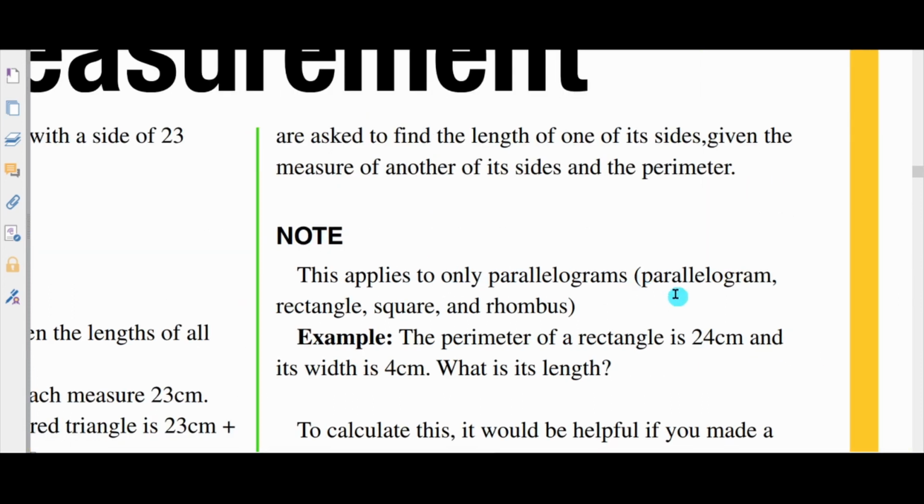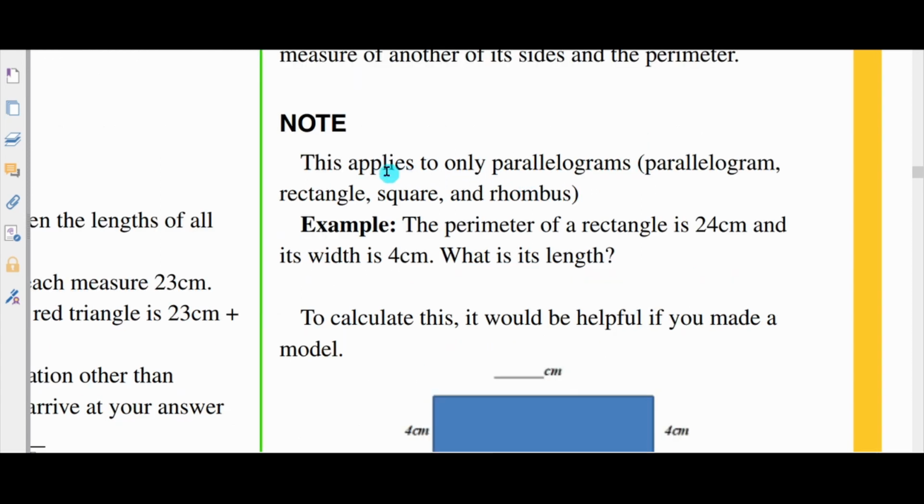Now let's examine if the shape is a rectangle and you are asked to find the length of one of its sides given the measure of another of its sides and the perimeter. Note, this applies only to parallelograms, for example, rectangles, squares, and a rhombus. Here's the example. The perimeter of a rectangle is 24 centimeters and its width is 4 centimeters. What is its length? Now remember that a rectangle has length and width.